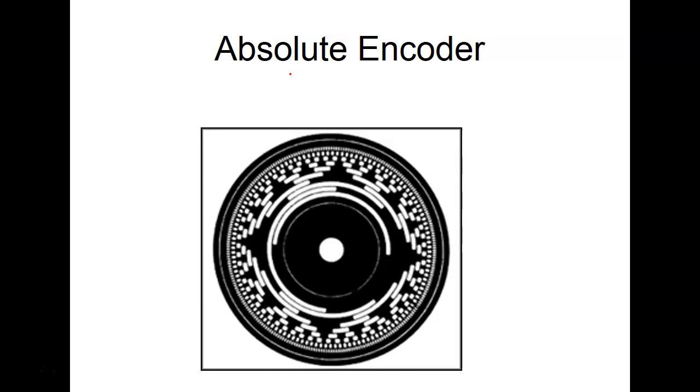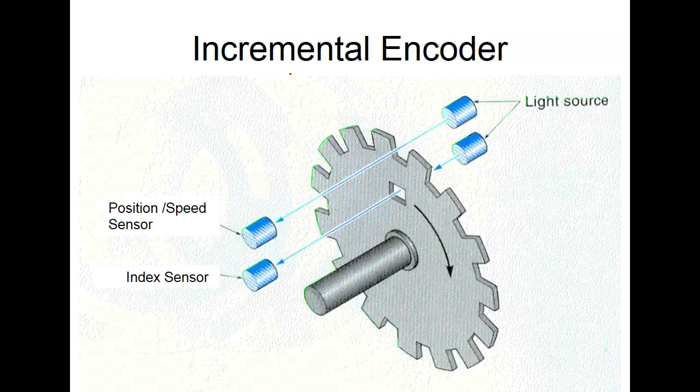You can see out here, look how close these are together. Like I said, I don't know if this is another band or not. It looks like it's out too far to be considered a band. So most often we use what we call an incremental encoder. We use that to select position, but we're going to have to count these things.